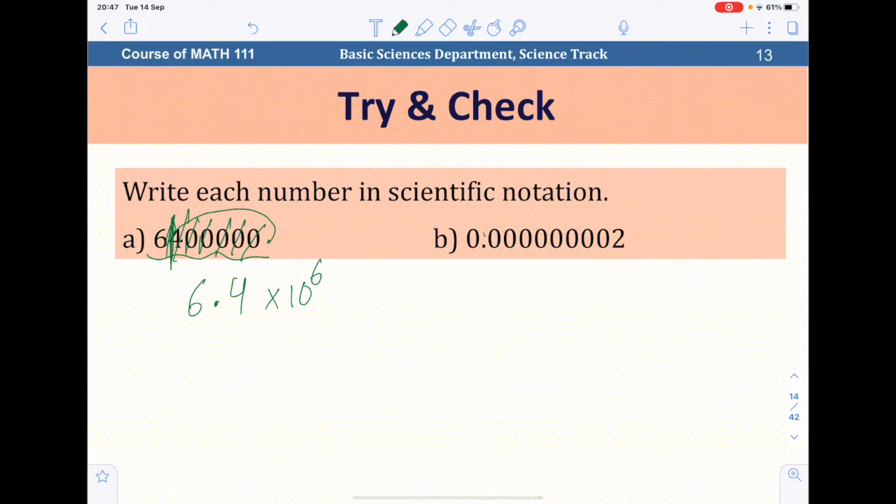And this one, I'm going to move the digits, 2 here. So it would be 2 times 10 to the power negative, because originally it is less than 1. So 1, 2, 3, 4, 5, 6, 7, 8, and 9.